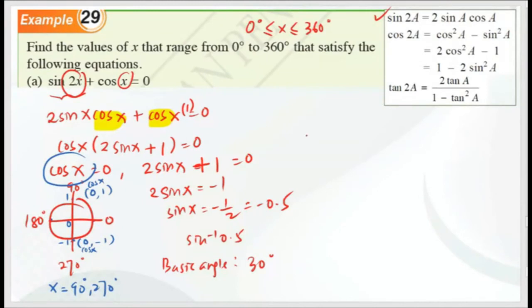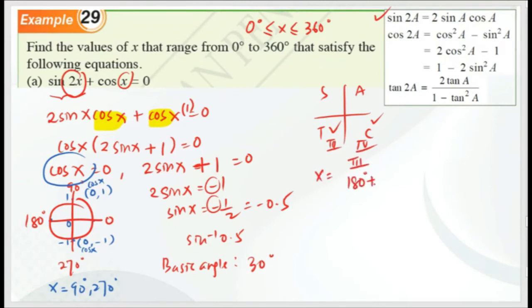So what is your value for x? Sine is negative 1 over 2. Sine will be negative in which quadrant, 1 or 2 or 3 or 4? All students take calculus. So sine will be negative at the third and fourth quadrant. So x in the third quadrant is 180 plus 30 degree. Then the fourth quadrant is 360 minus 30 degree. So x equal to 210 and 330.